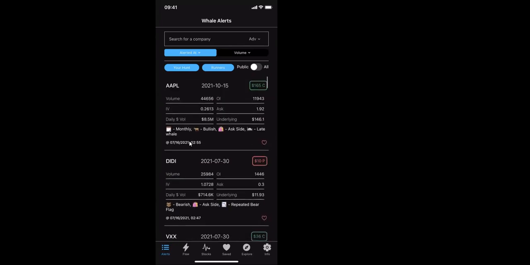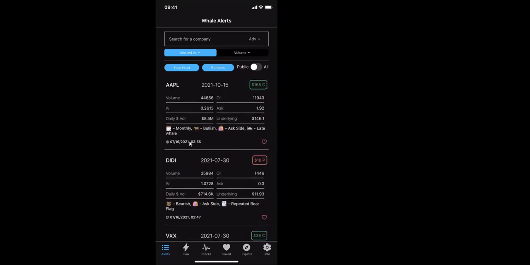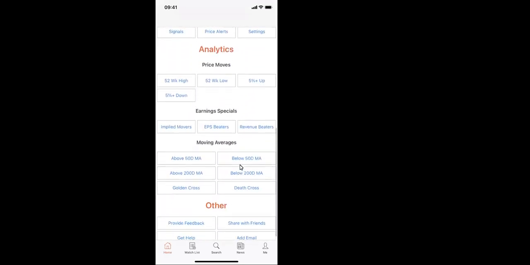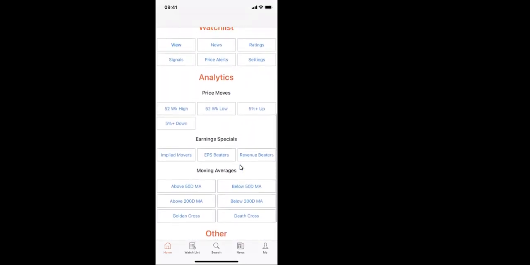I use this, maybe I follow the tweets. But some other apps that I use, obviously TradingView is great. Webull, we use this all the time. Stockhoot is great. It'll send you alerts to say that, hey, there was a golden cross or a death cross on something. Let's see, where is it? Okay, here we go.